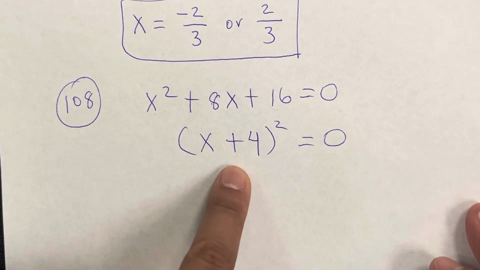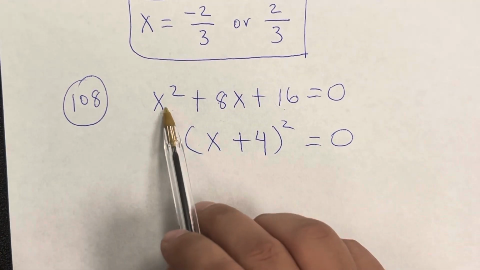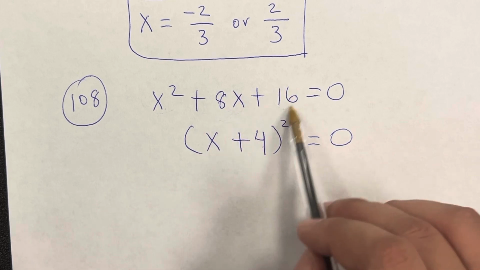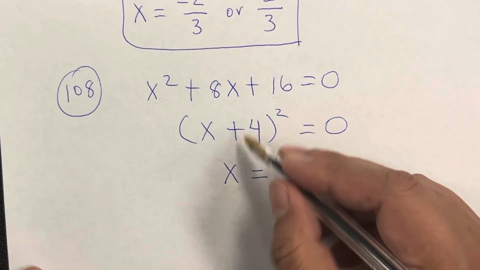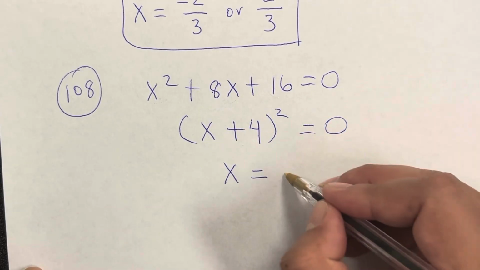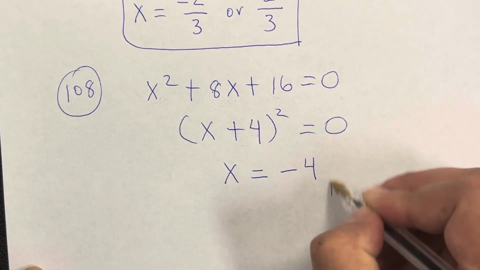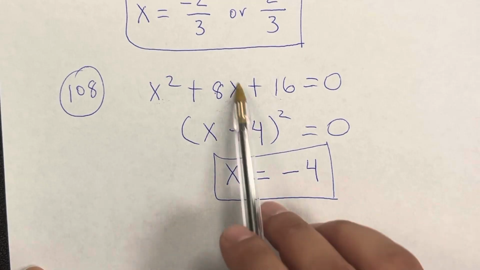When we have perfect squares, meaning that half of this is the same as the square root of this, then that means that we're going to have only one answer. Since this is positive, the opposite of positive is -4. Only one answer. And that's only for perfect squares.